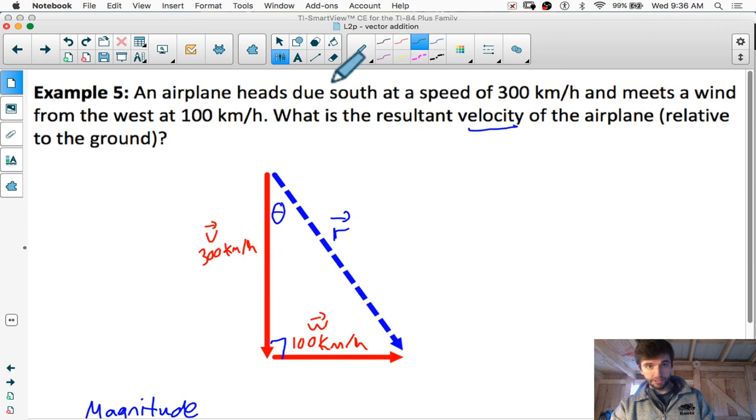So now let's find the direction. We found the magnitude. Now let's find the direction of the resultant. So here's our reference angle. We know the opposite side, we know the adjacent side, so I could use a tan ratio. So tan of the angle is equal to the opposite side, which had a magnitude of 100, over the adjacent side, which had a magnitude of 300. And then to get the angle, when we know the given ratio, we use the inverse tan of that ratio, and we'll get the angle.